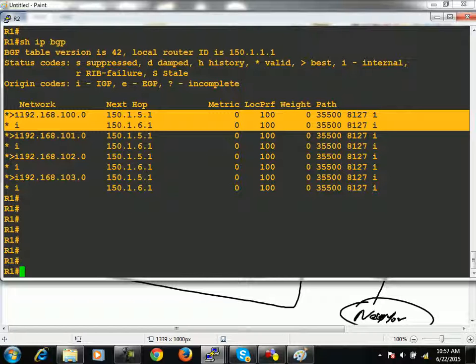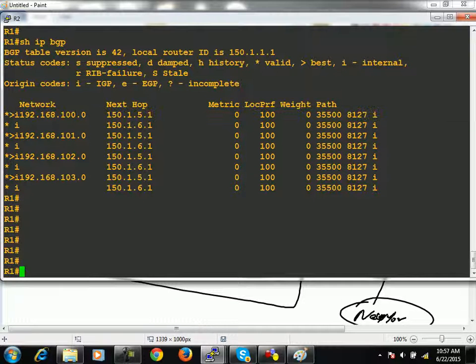After origin code it was MED, and then after MED I taught you external versus internal. For external versus internal you will not look at the I which is at the end of the line. You have to see the I which is in the beginning of the prefix itself. If there is an I in the beginning of the prefix, it means it is an internal prefix received from an IBGP neighbor. Via both neighbors there is I, because both of them are IBGP neighbors. So this time R1 is receiving this prefix from an IBGP neighbor. That is why based on external and internal it will not be possible to define the best path.